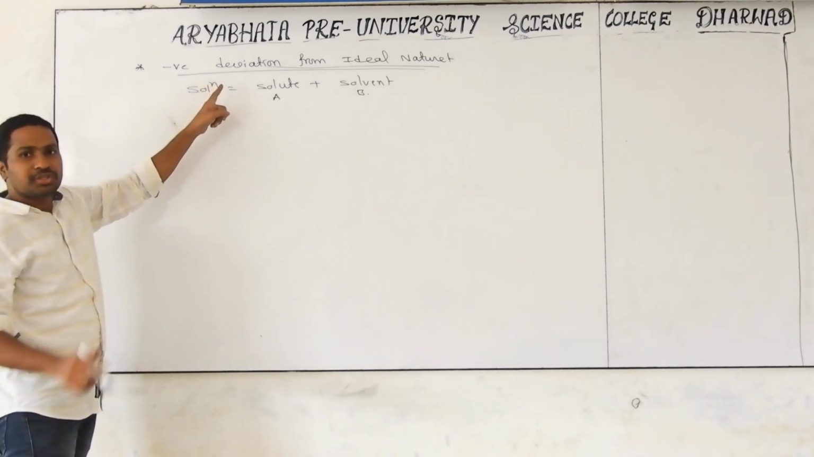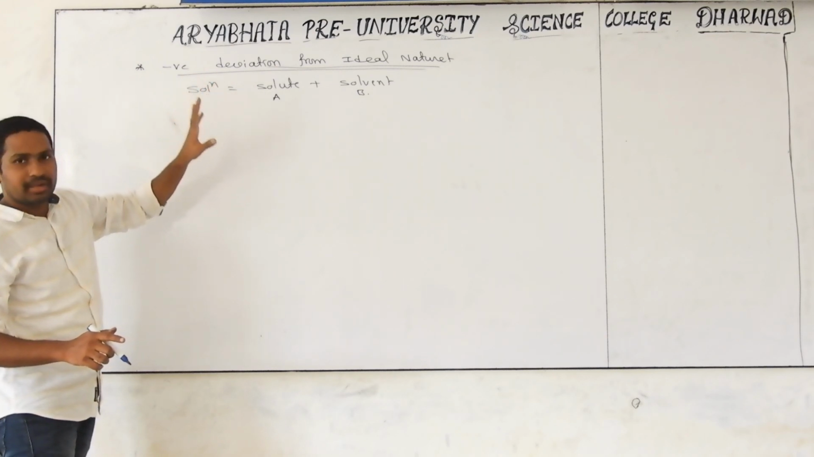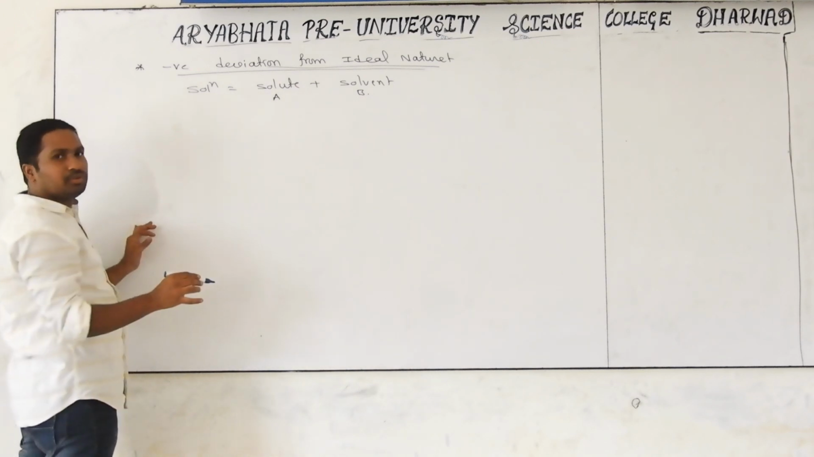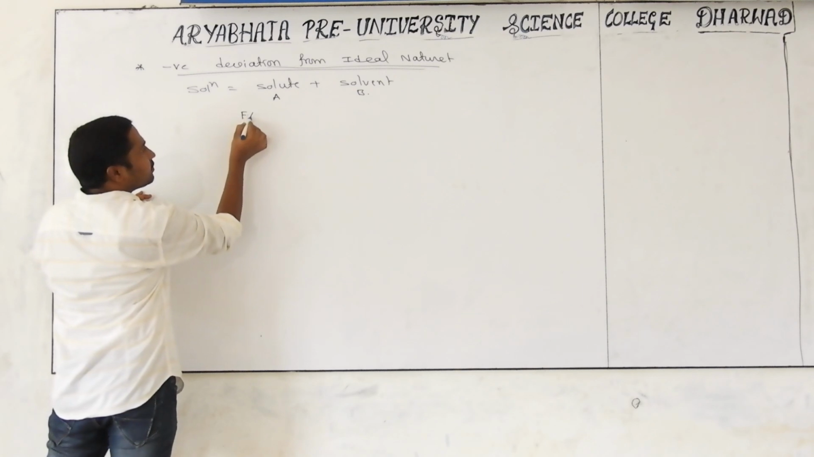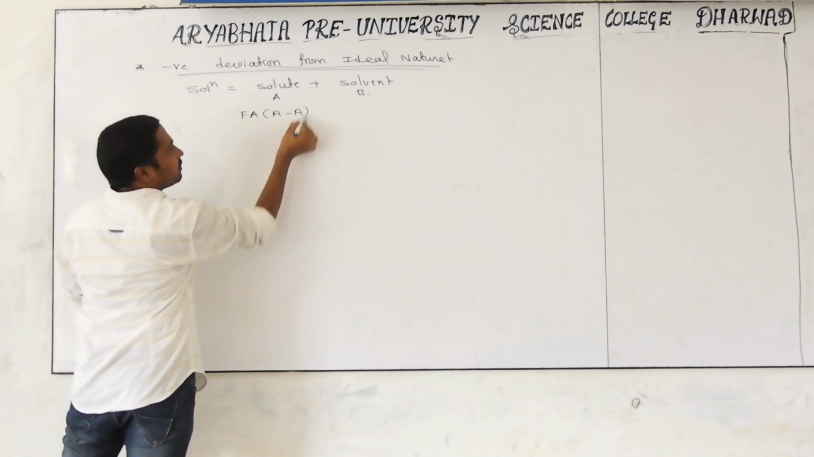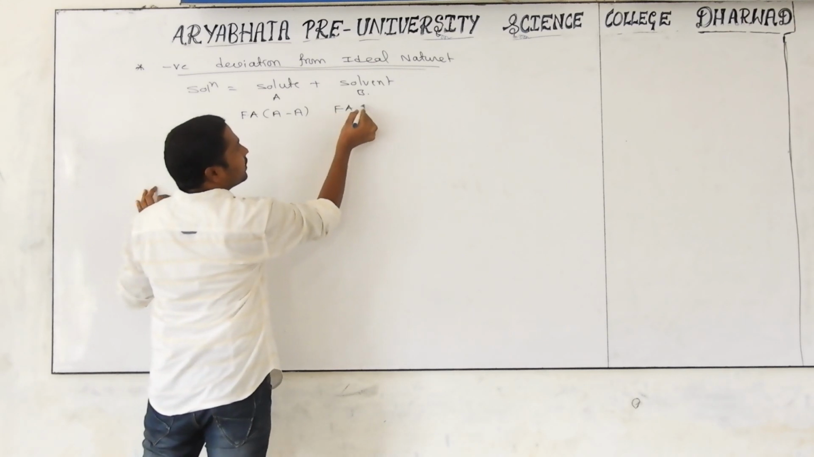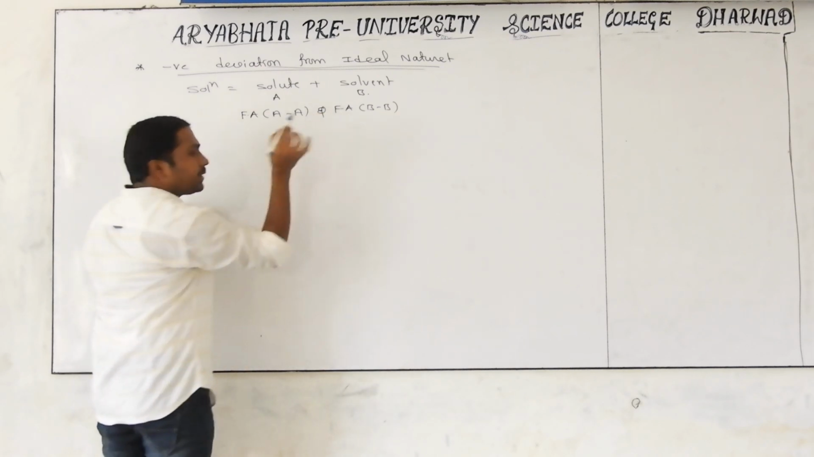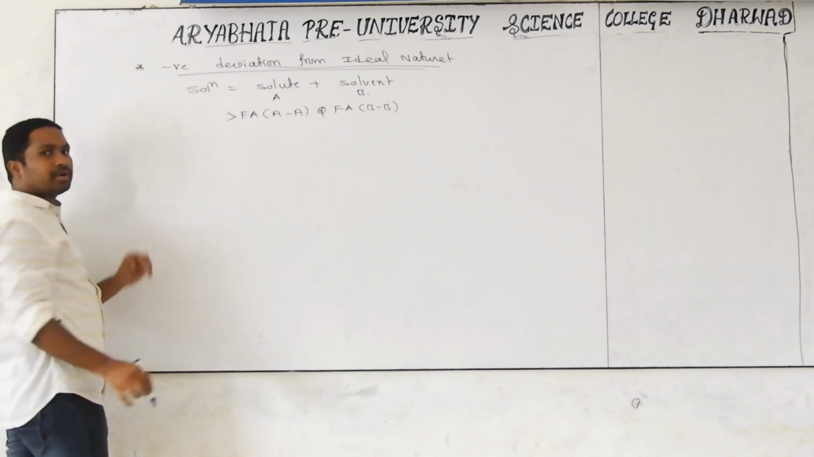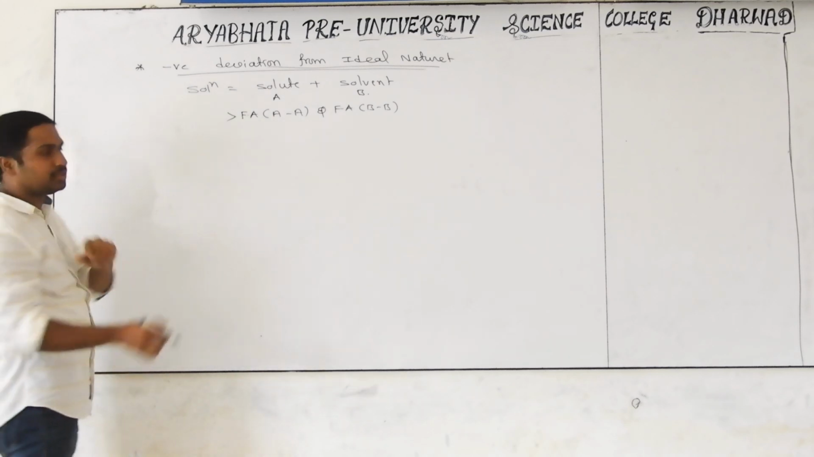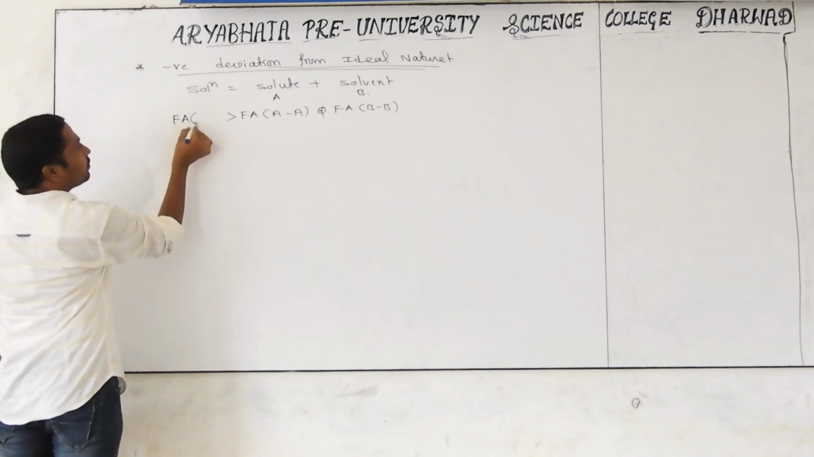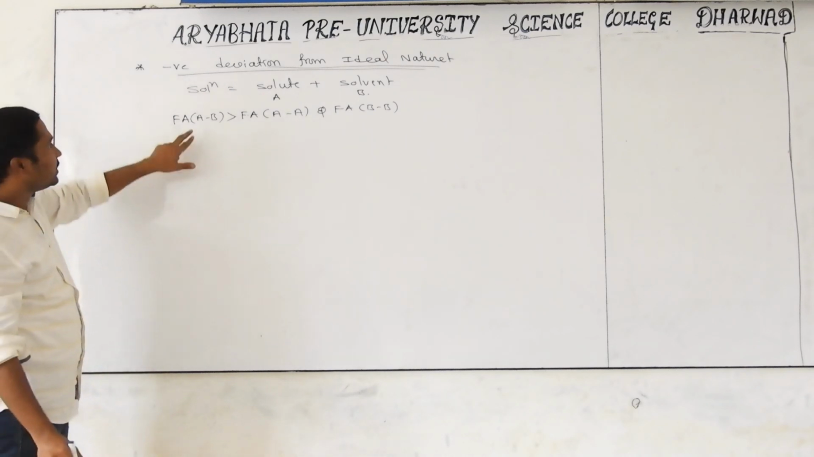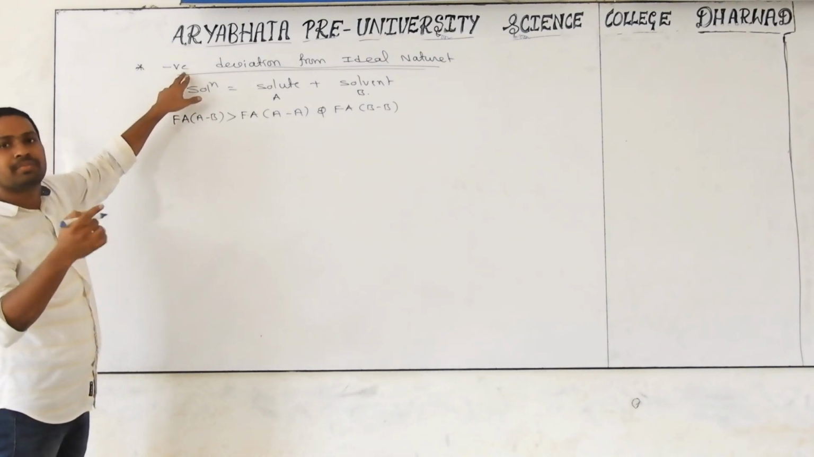Under non-ideal solution, the second category is negative deviation from ideal behavior. What is negative deviation? The solution is made up of two components, solute and solvent. In the solute, there is solute-solute attraction. In the solvent, we have force of attraction between solvent molecules, denoted by V and V. Compared with these, in the solution the force of attraction between solute and solvent should be more than the solute-solute and solvent-solvent attraction. Then the solution is called a negative deviation from ideal nature.